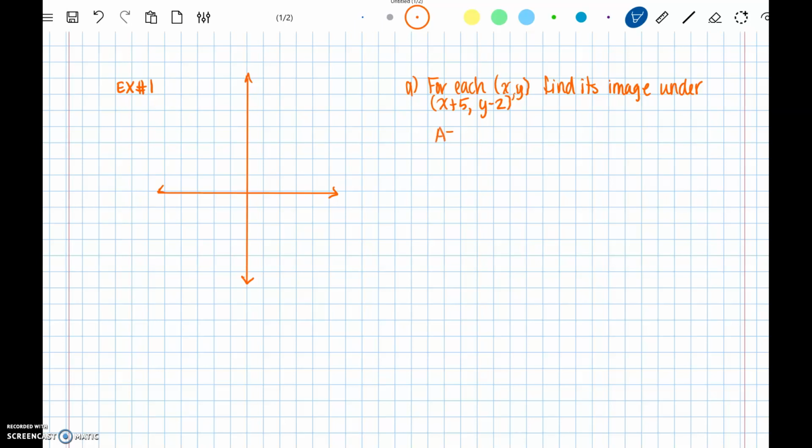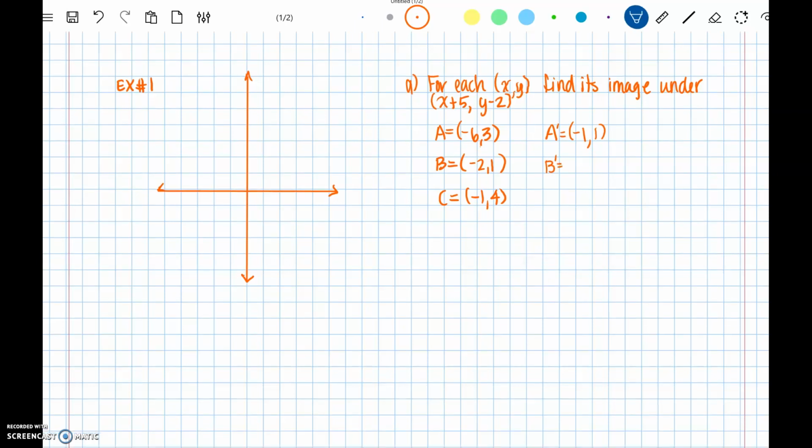So our 3 points are A, which is (-6, 3), B, which is (-2, 1), and C, which is (-1, 4). So under the translation, A prime: the x is going to be increased by 5, so -6 plus 5 is -1, and the y is going to be decreased by 2, 3 minus 2 is 1.